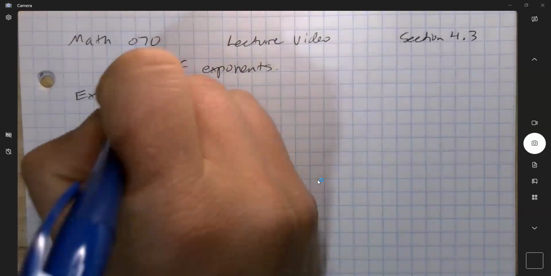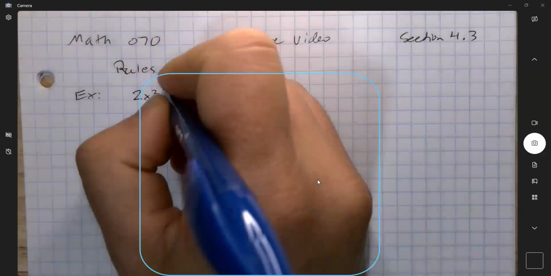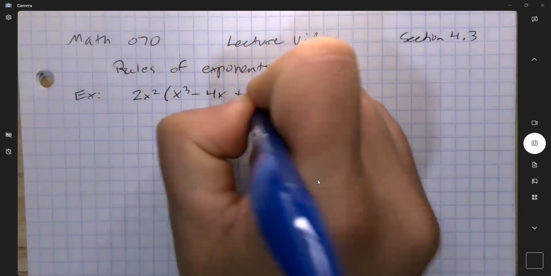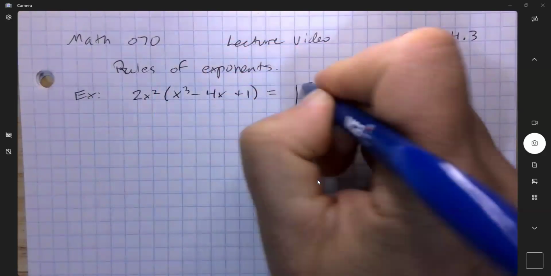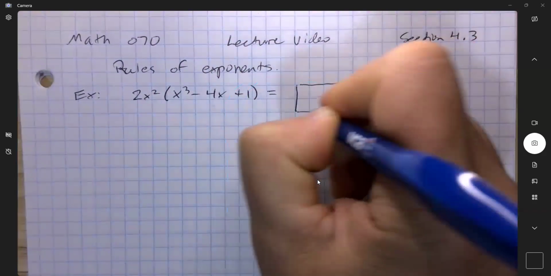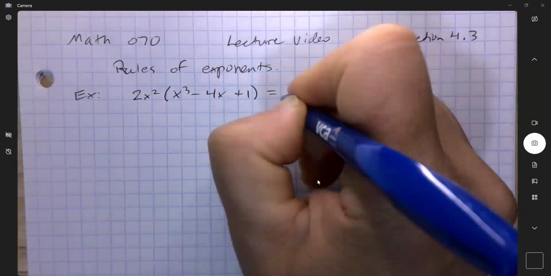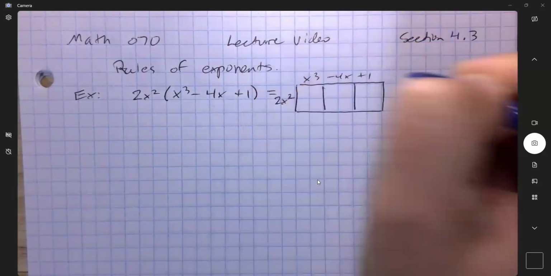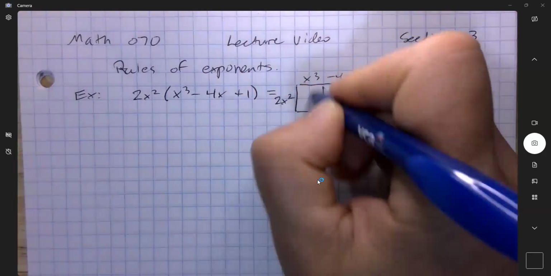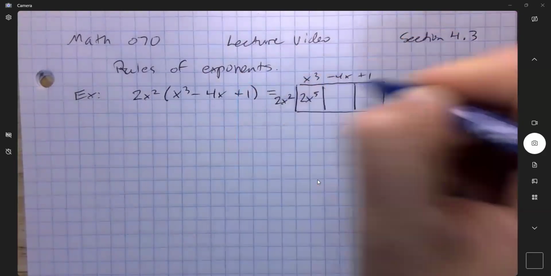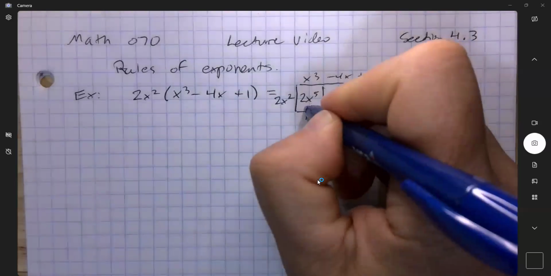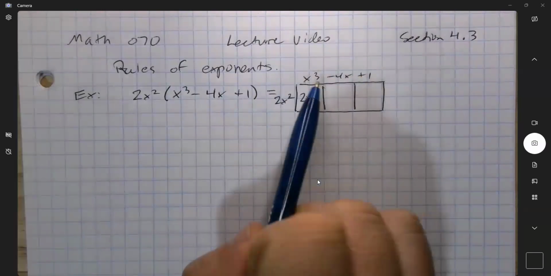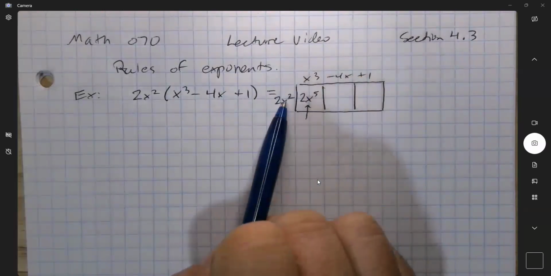which was 2x squared times x cubed minus 4x plus 1. And I used the box method where I had the 2x squared here and the x cubed minus 4x plus 1 on top. And this box right here became 2x to the fifth. And what we're doing today is exploring and understanding why you get 2x to the fifth when you multiply x cubed times 2x squared.